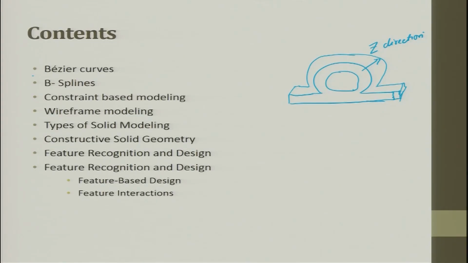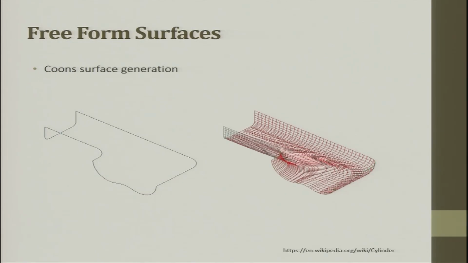In this lecture we will try to see Kuhn surfaces, then move to Bezier curve, B-spline, constraint based modeling, then we will see wireframe modeling, and then different types of solid model, then constructive solid geometry in the 3D form, then feature recognition and designing. In that we will try to see feature based design and feature interaction. When we talk about free form surfaces, the first thing that comes is Kuhn surfaces.